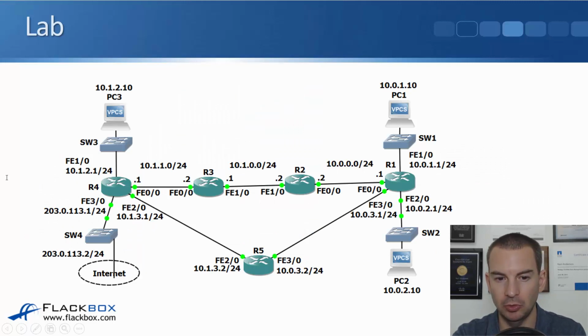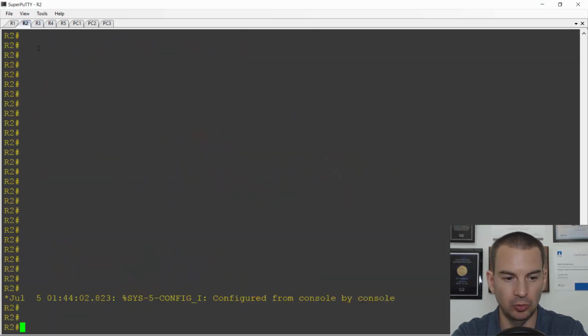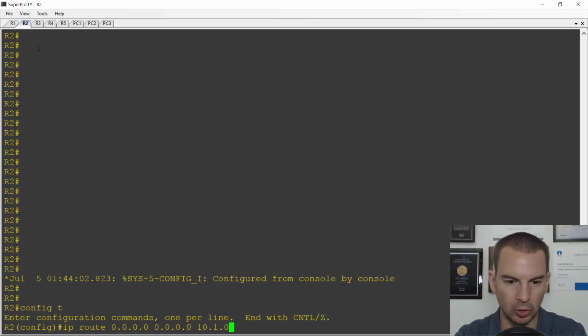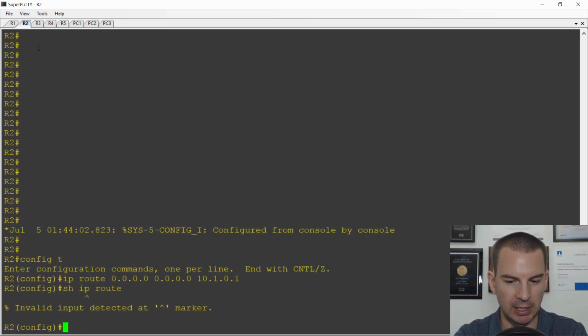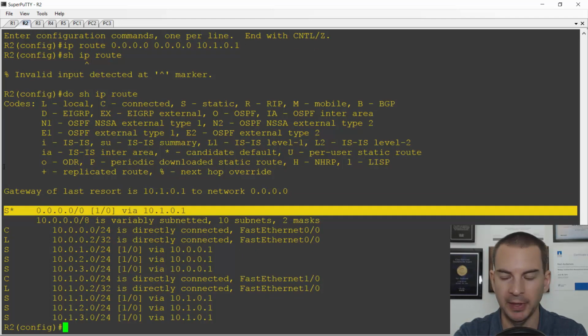Back to the topology again. Next one we'll do is R2. It's going to have a next hop of 10.1.0.1. So back onto the lab again and onto R2, global config, and IP route 0.0.0.0 0.0.0.0, a next hop of 10.1.0.1. And you know the drill already. I'll just verify again. I forgot to put the do in at the front there because I'm not at exec mode. And there is the default static route added fine there as well.